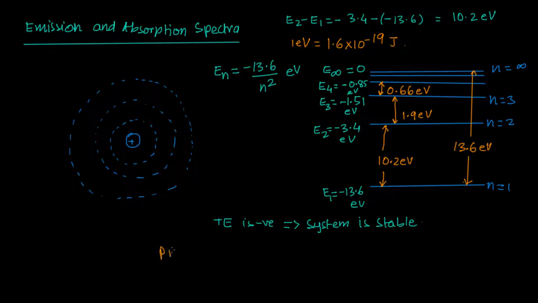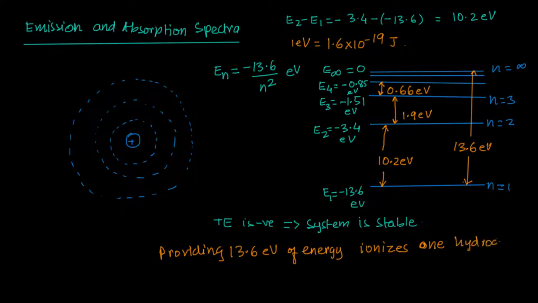So providing how much energy? Providing 13.6 electron volt of energy completely ionizes. If the electron has left, you're left with H plus, is it not? It ionizes exactly one hydrogen atom. Get that? It ionizes one hydrogen atom. Is that okay?